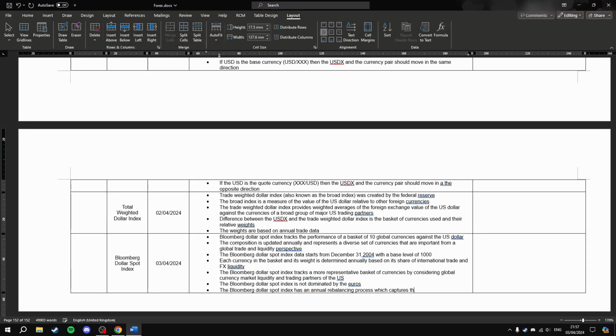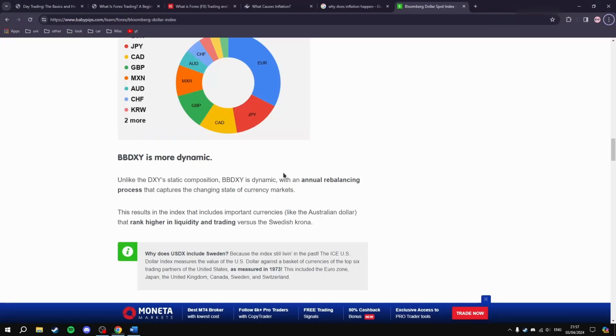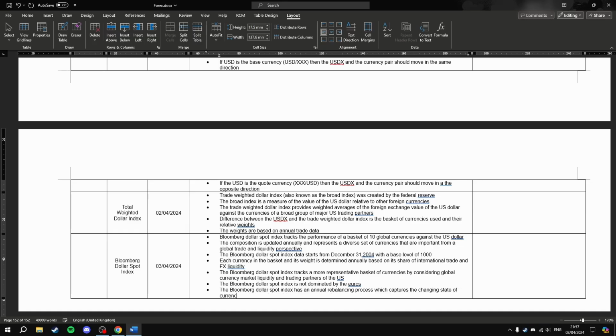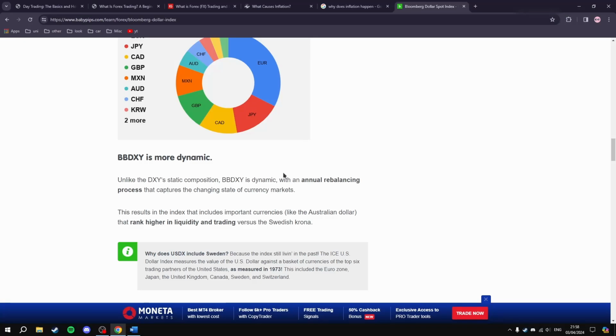Which captures the changing state of currency markets. This results in an index that includes important currencies like the Australian dollar that rank higher in liquidity and trading versus the Swedish krona.